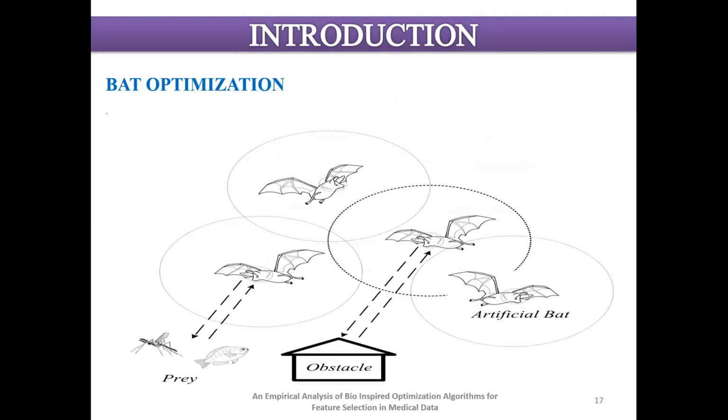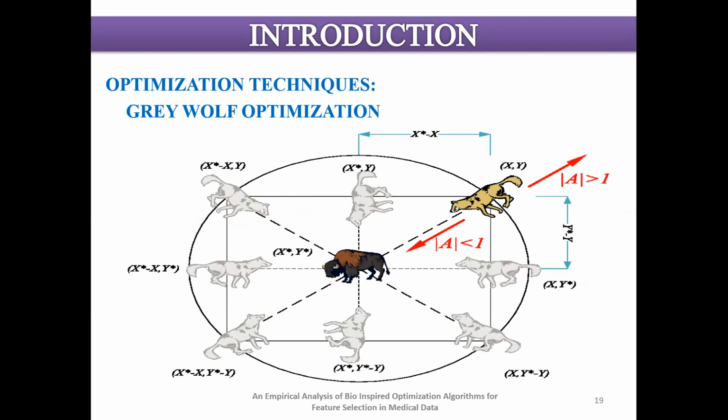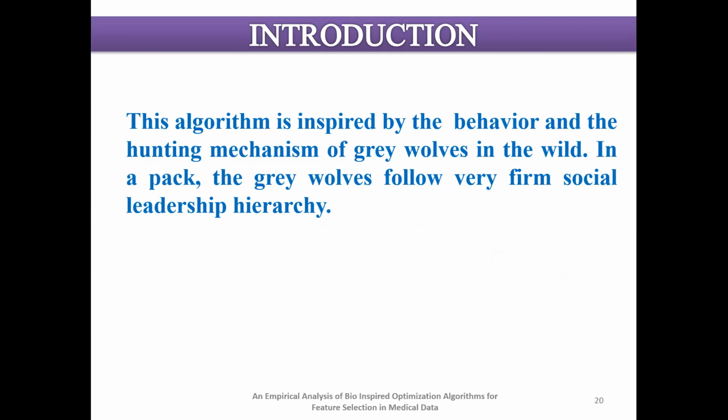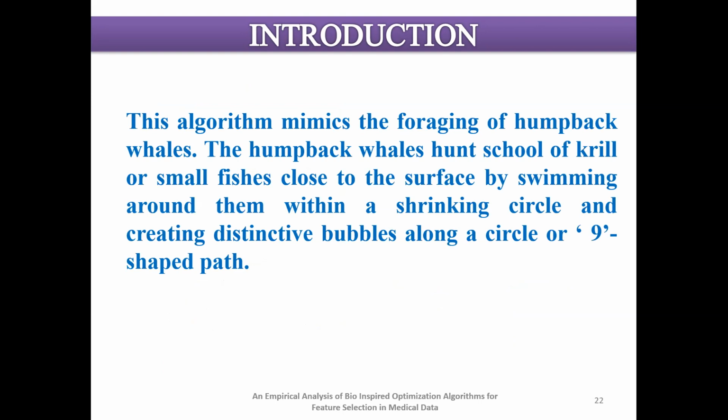And the second is bat optimization. It is inspired by the echolocation of microbats used to find food. During movement, bats usually send out short pulses. However, when they encounter food, their pulse emission rate increases and frequency goes up. And this is gray wolf optimization. It is inspired by the hierarchy of the gray wolf. The gray wolves are differentiated into alpha, beta, gamma, and their hierarchy of leadership. The algorithm is inspired by their hunting mechanism. And this is the whale optimization algorithm, also inspired by the whales' mechanism of hunting fish. Humpback whales hunt schools of small fishes close to the surface by swimming around them within a shrinking circle.